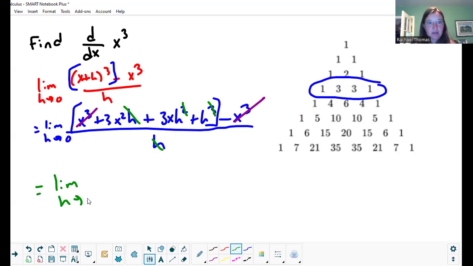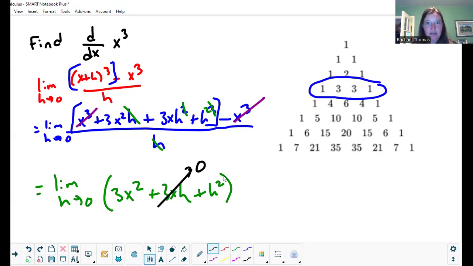Limit as h goes to 0 of 3x squared plus 3xh plus, oops, that should be h squared. H squared. If I plug in 0 for the h's, that goes to 0, that goes to 0, and I get 3x squared. That is exactly what I would have expected using the power rule.